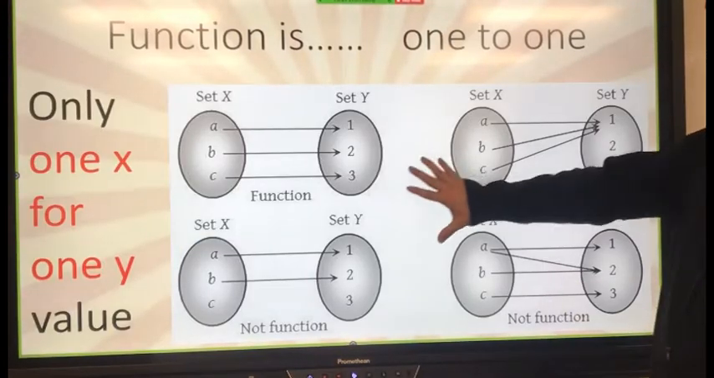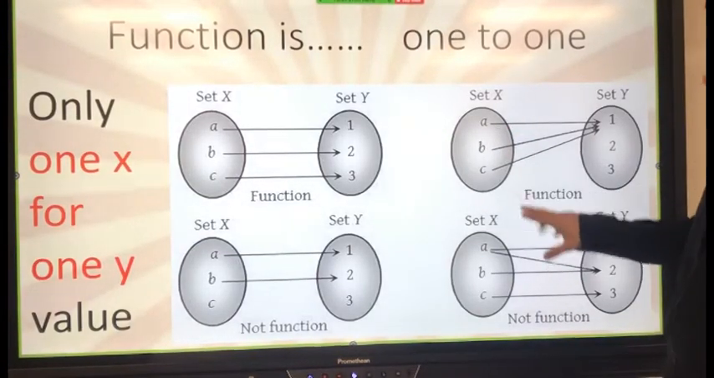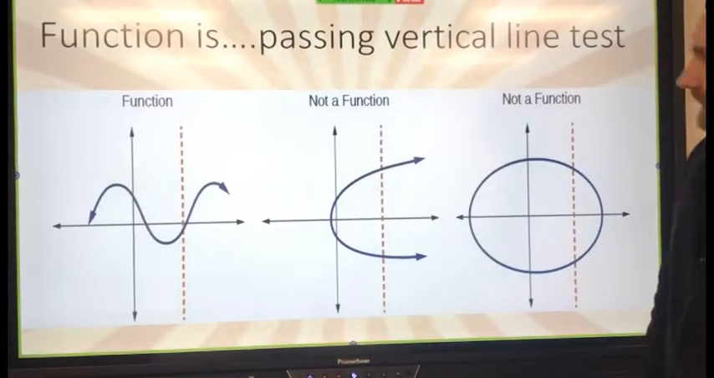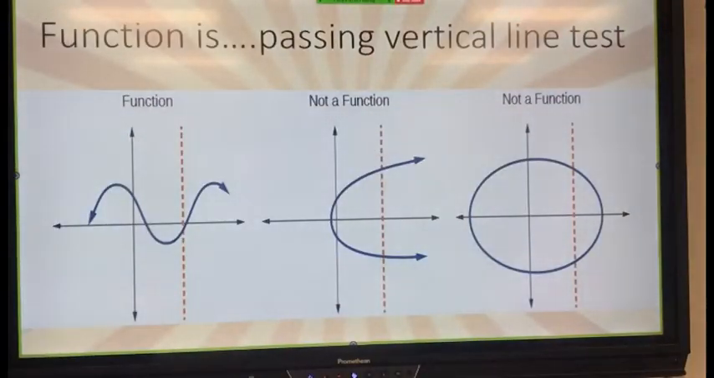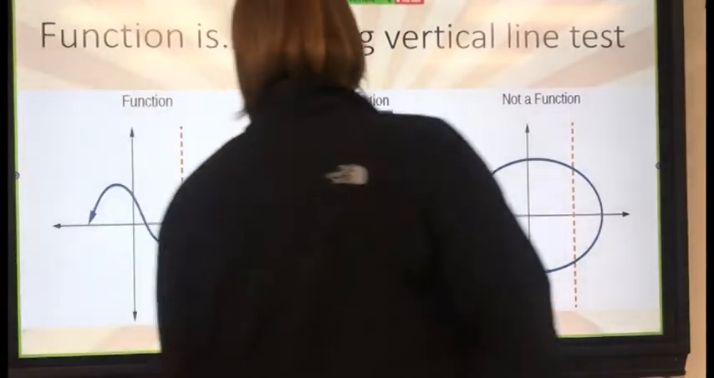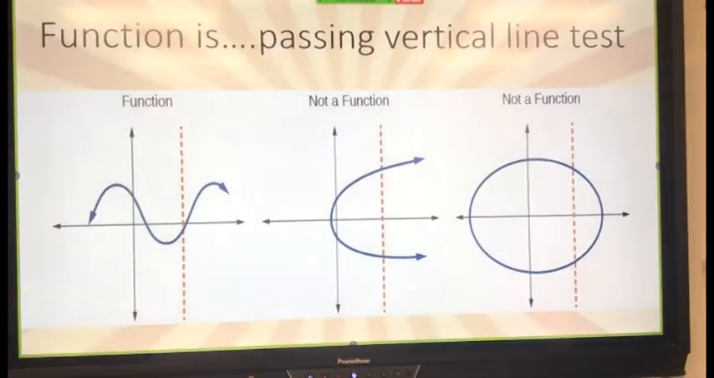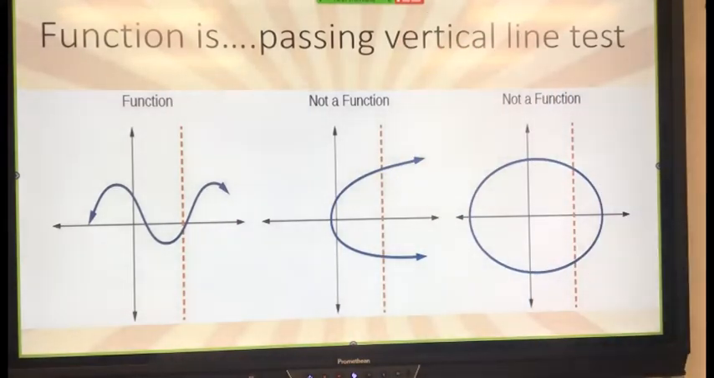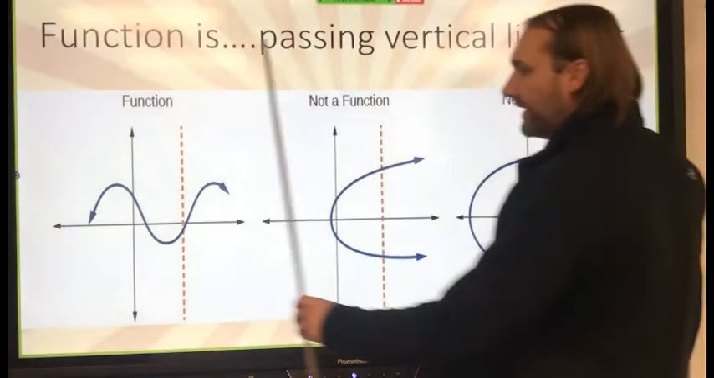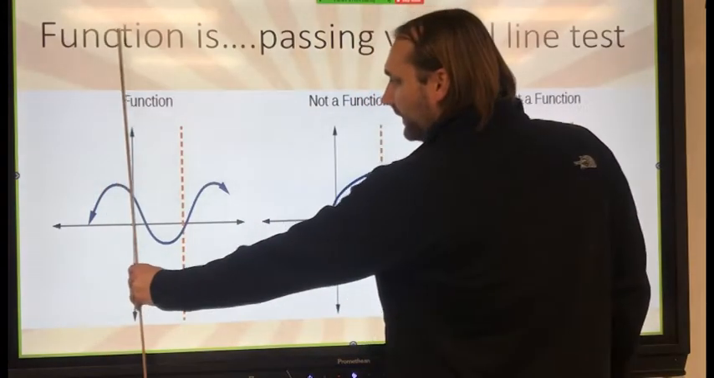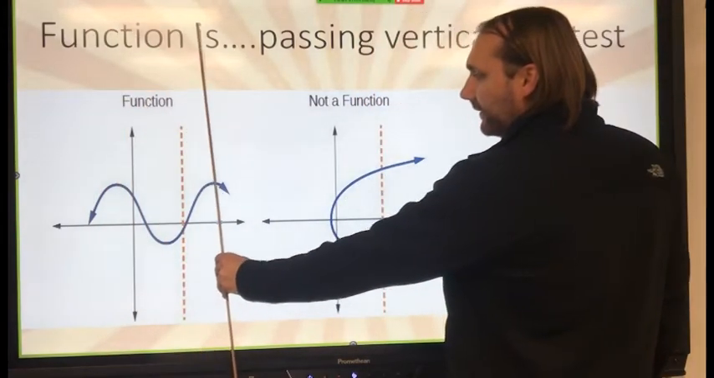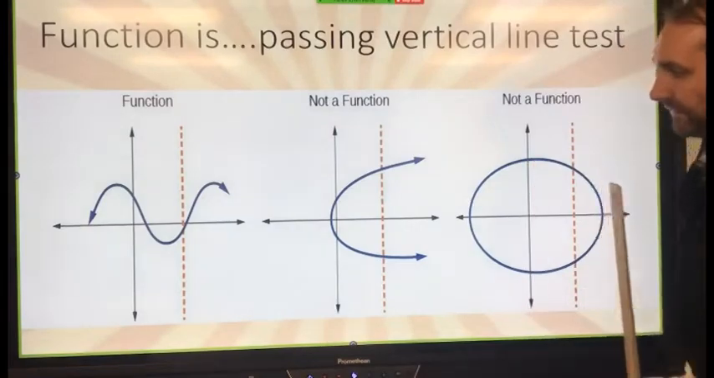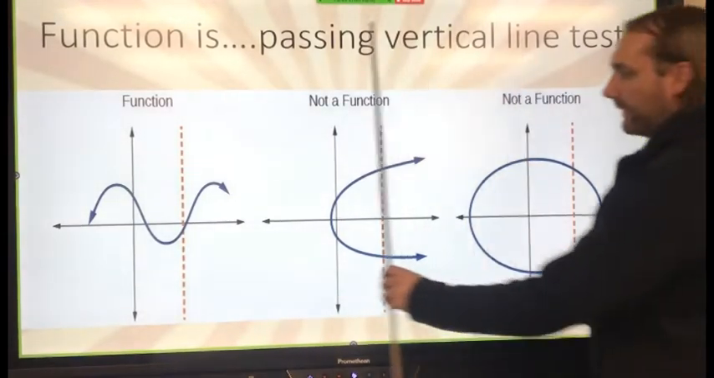So as far as a table or chart, this is what a function and not a function looks like. As far as graphing, here's how you tell something's a function based on its graph. We use what's called the vertical line test. If it hits more than once, then it's not a function. Yes, exactly. So with this snake here, as I go from left to right, I'm only hitting that graph once. So that is a function. Only one value for y for each x.